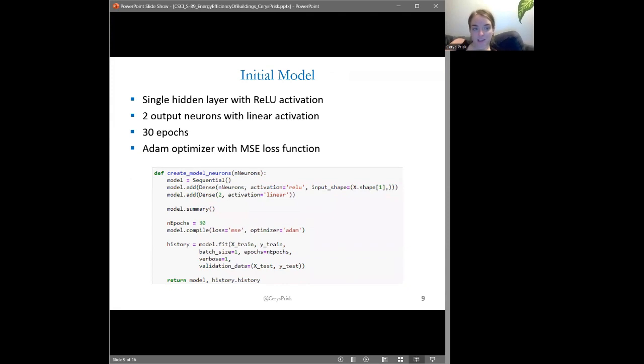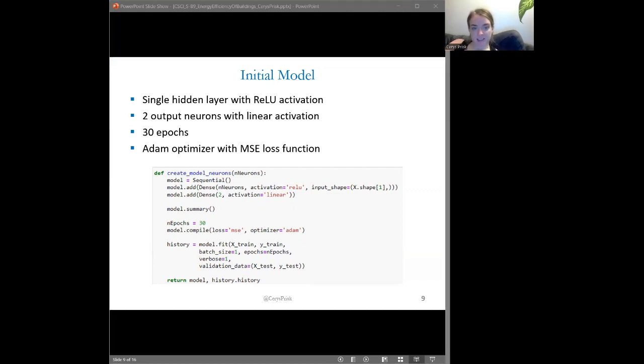The initial model was created using a single hidden layer with ReLU activation to allow for any nonlinear behavior. And then the output layer has a neuron for each output parameter, and I used linear activation due to the likely linear behavior in the model. Given the larger the building, the larger load should be expected to be required to heat or cool it.